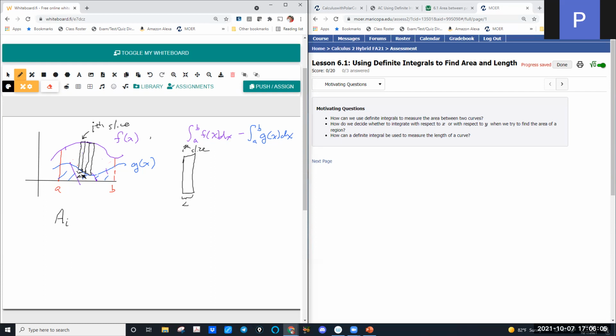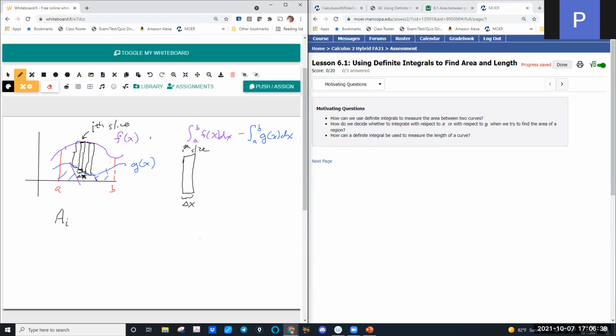The width of it is going to be delta x. Okay, that's great. Now, the reason we use slicing is we assume that this slice is so small that we can assume that the top and bottom are straight, so that our slice is just a rectangle. So the area of the ith slice would be the height times the width. We know the width, it's delta x. What we need is the height.